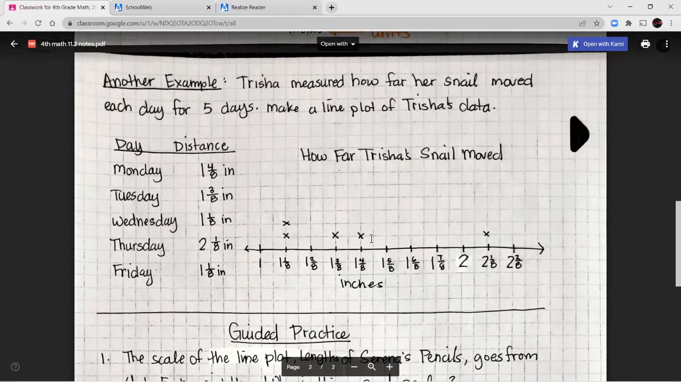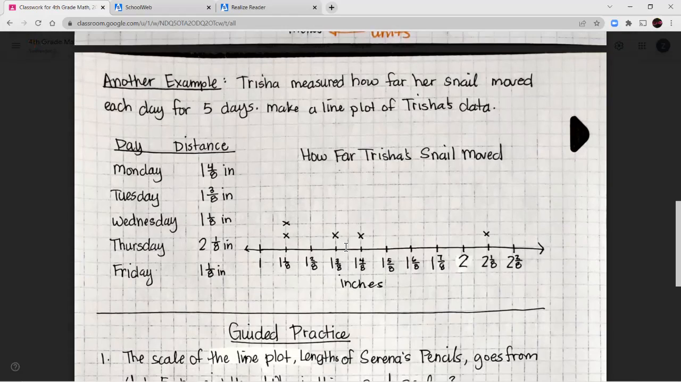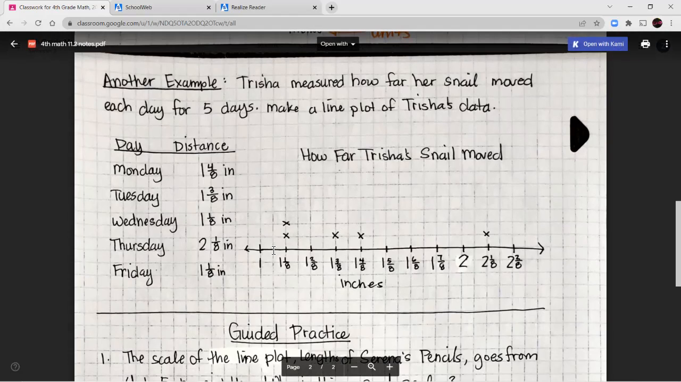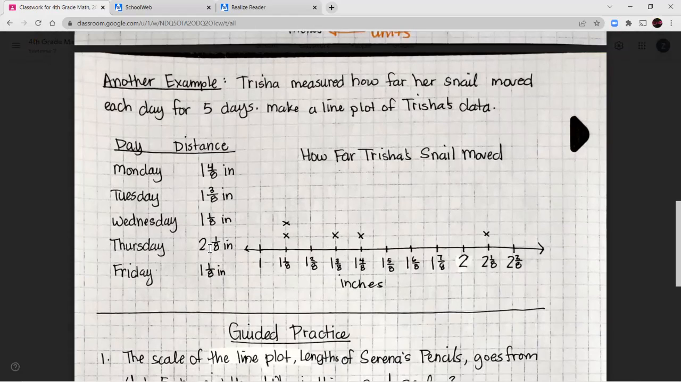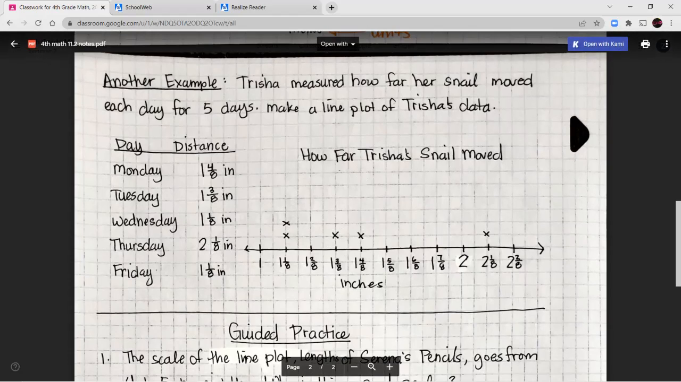1 4/8, I marked that. 1 3/8, I marked that. 1 1/8, I marked that. 2 1/8, I marked that. And then another 1 1/8, I marked that as well.